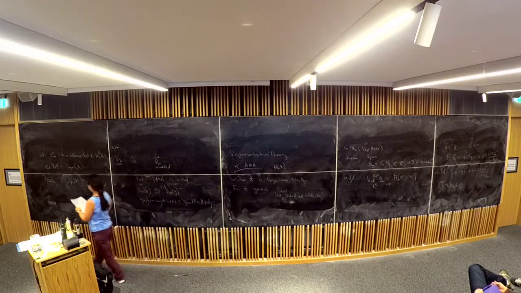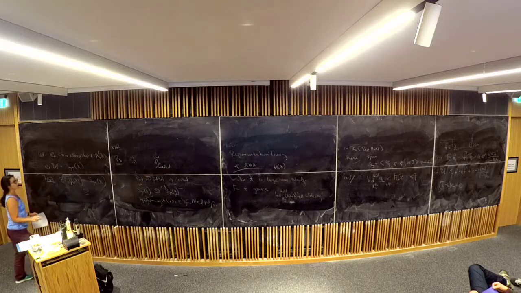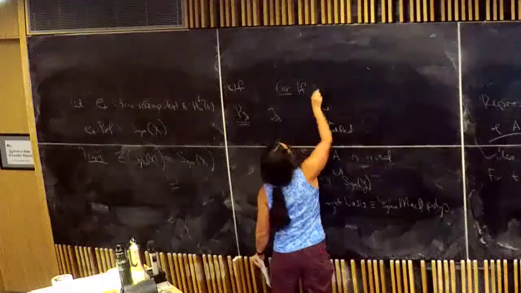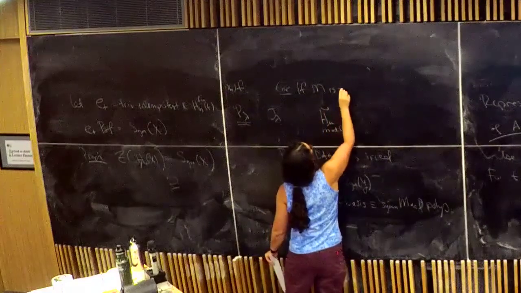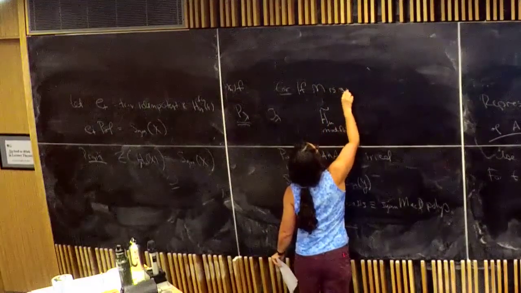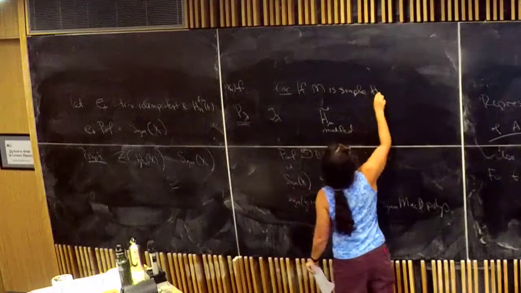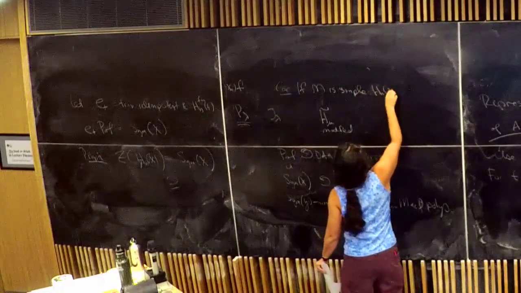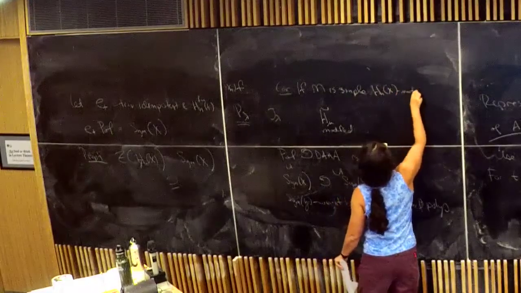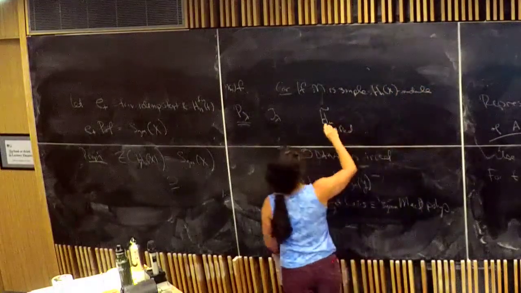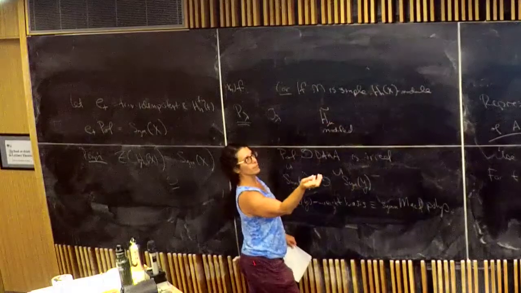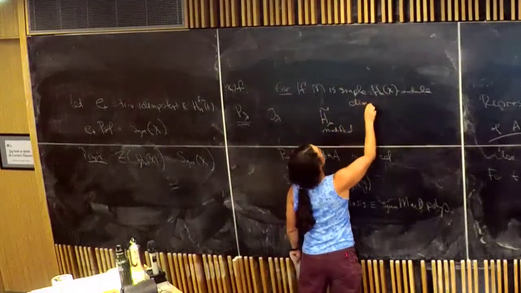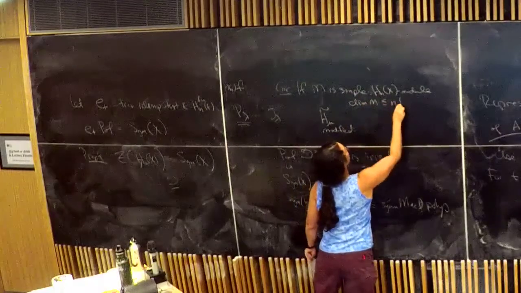And, oops, one more thing. Corollary. If M is a simple affine Hecke algebra module, and this is the only place where I need my field to be kind of big enough that I want it to be absolutely irreducible, then the dimension of M is less than or equal to n factorial.